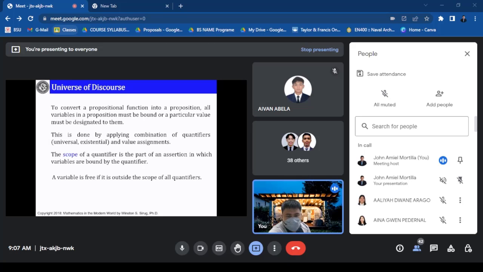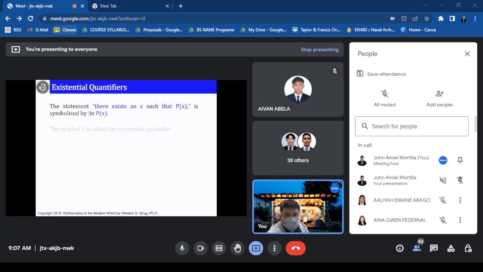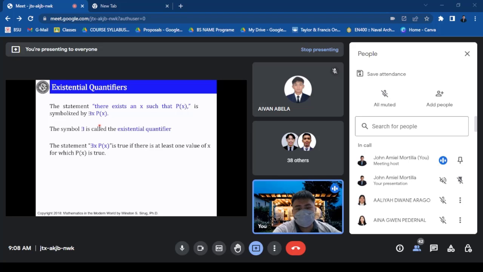So, to convert a propositional function into a proposition, ito yung statement kanina. There exists an x such that P of x is symbolized by, yan, ito. The backwards E is called the existential quantifier. So the statement is true if there is at least one value of x for which P of x is true.